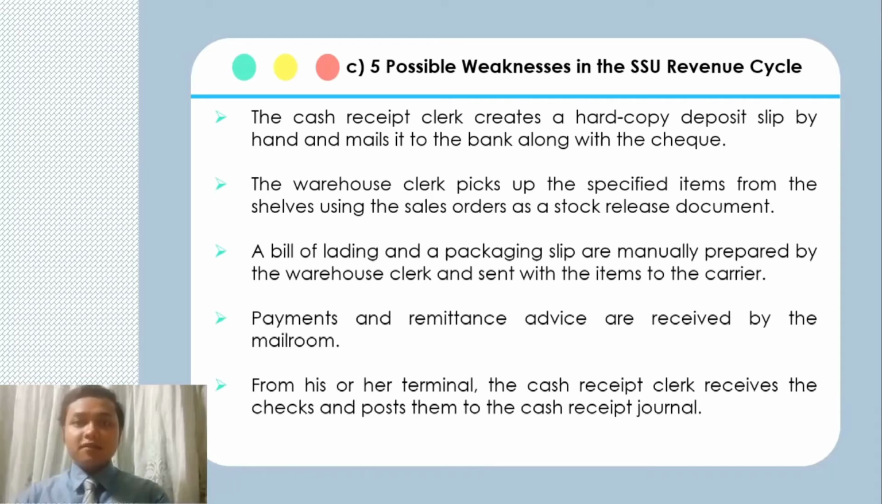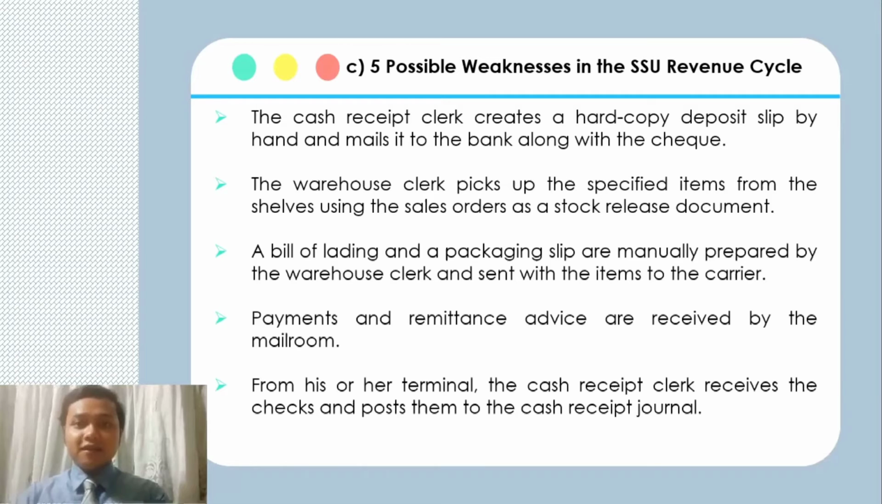This is illegal since the ship clerk should prepare the bill of lading. The fourth witness is payments and remittance advice are received by the mailroom. This is improper because after separating the two papers, the clerk should create a cash pre-list or remittance list that lists all of the payment received and sends check to the cashier and remittance advice to accounts receivable.